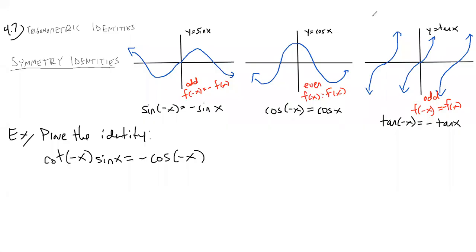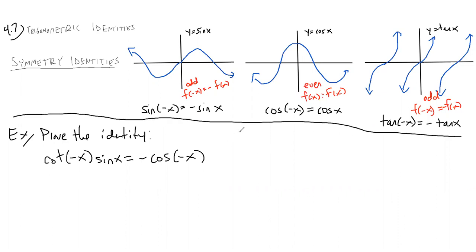All right, so we're just going to prove this one identity here. This doesn't really give us too much more in the world of equation solving, so we'll just do this identity. I've got cotan of negative x times sine x equals negative cos of negative x. As always, I'm going to split this into the left side and right side. Left side is cotan negative x sine x, and the right side is negative cos of negative x.